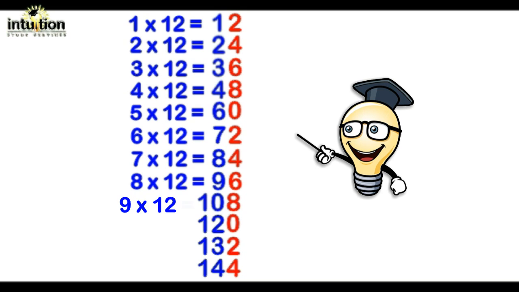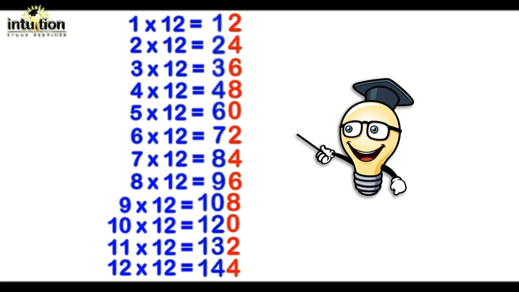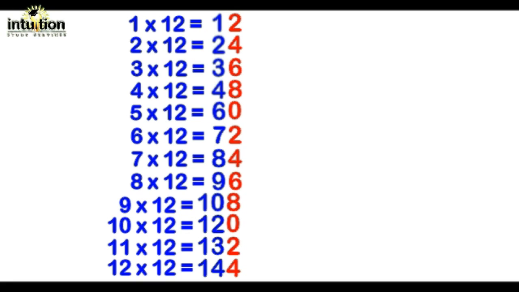9 times 12 is 108, 10 times 12 is 120, 11 times 12 is 132, and 12 times 12 is 144. And if you do this a few times, you'll know the 12 times table effortlessly off the top of your head, and you'll be able to remember it and recite it very fluently.